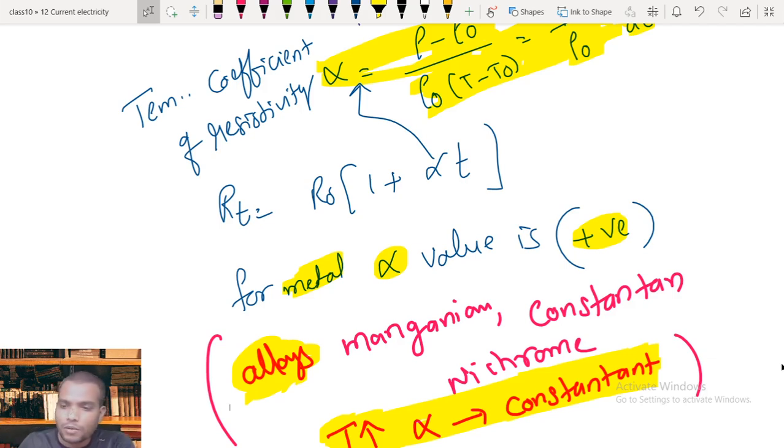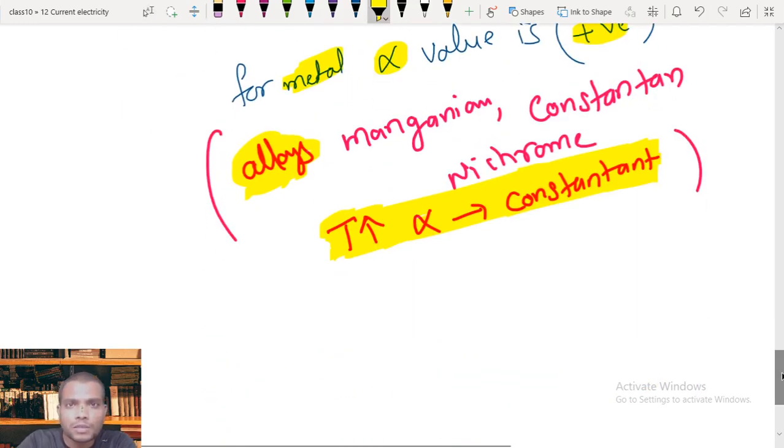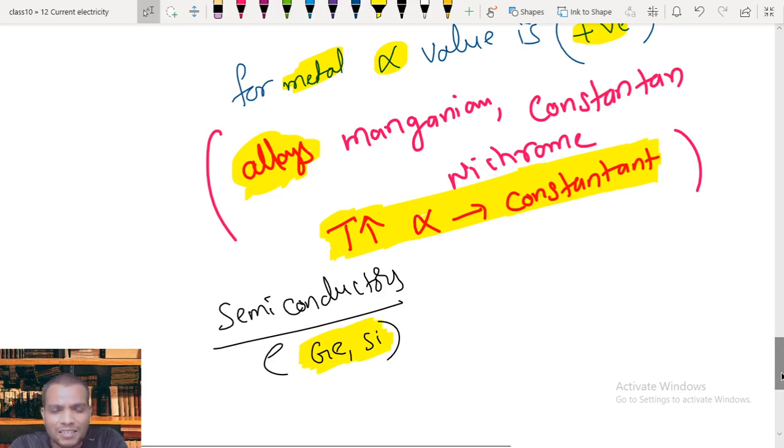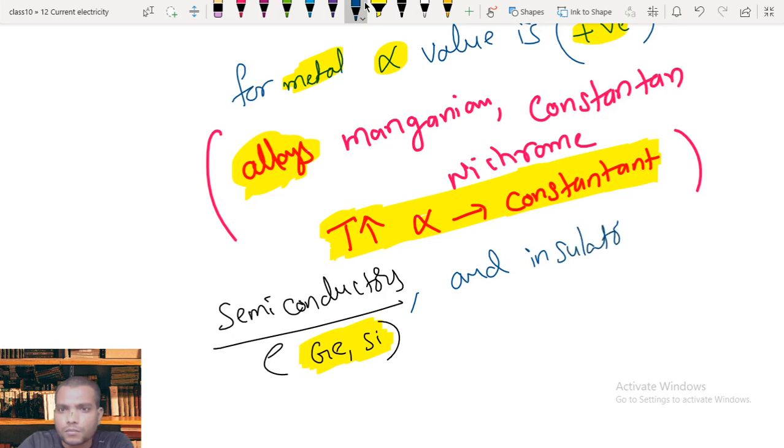But we can take one more, semiconductors; we will talk about semiconductors later. In the periodic table we have the natural semiconductors germanium and silicon. These two are neither metals nor insulators, they come in between. So those are known as semiconductors. For semiconductors and insulators, particularly, the alpha value is negative.